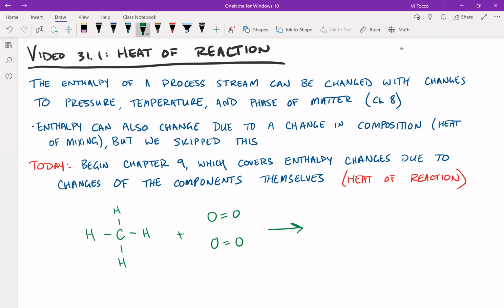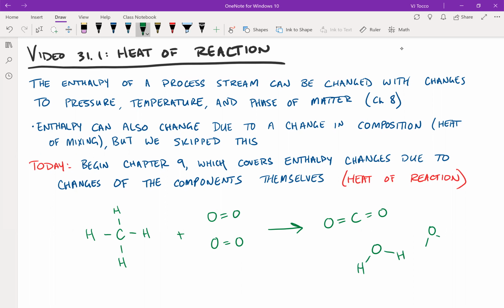Just as a quick example, let's take the combustion of methane, CH4, on the left, to form carbon dioxide and water. So I've got a methane molecule drawn and two oxygen molecules, which is the stoichiometric quantity. And we are going to form a mole of carbon dioxide and 2 moles of water.